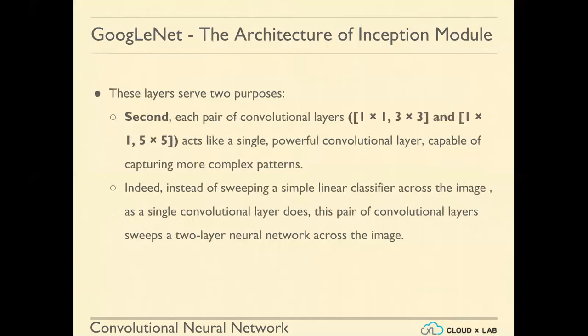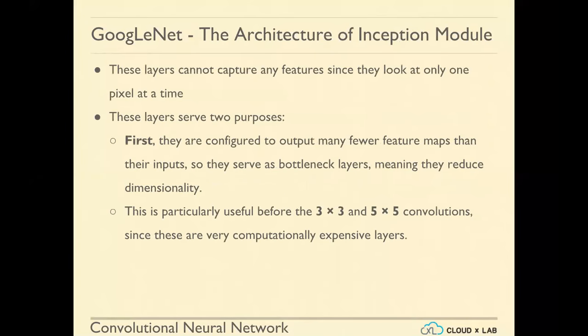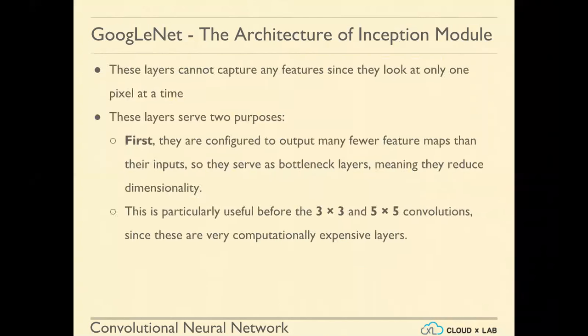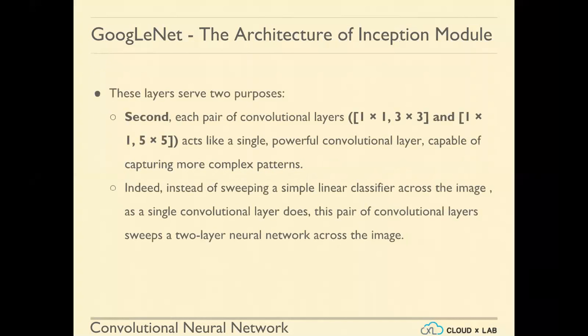All right. So second, each pair of the convolution layers, like 1 by 1, 3 by 3, and 1 by 1, 5 by 5. Let me go back. 1 by 1, 3 by 3, 1 by 1, 5 by 5, and 1 by 1, 3 by 3, right? So each pair of convolution layers acts like a single powerful convolution layer capable of capturing more patterns, more complex patterns.